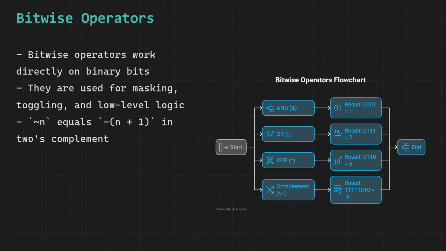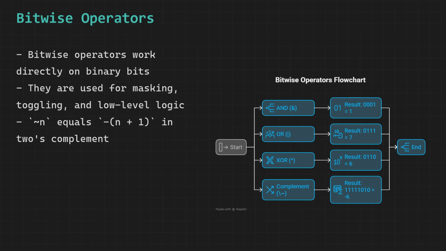Ampersand & for bitwise AND compares each bit position of both numbers. If both bits are 1, the result bit is 1. Otherwise it is 0. So 0101 AND 0011 gives 0001, which is 1. This is commonly used to mask bits, meaning to isolate or check specific bits in a value.